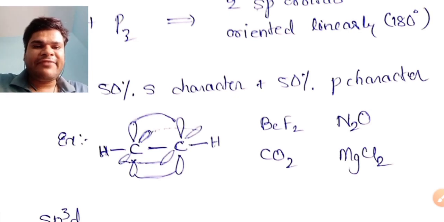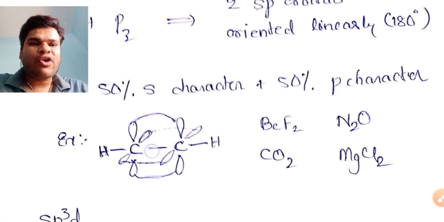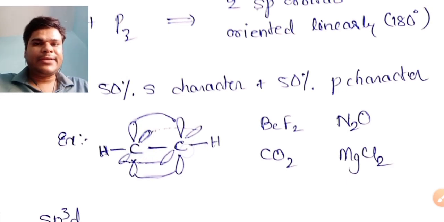So they undergo sideways overlapping. That's how 2 pi bonds are formed in the molecule ethyne. This is the ethyne molecule.